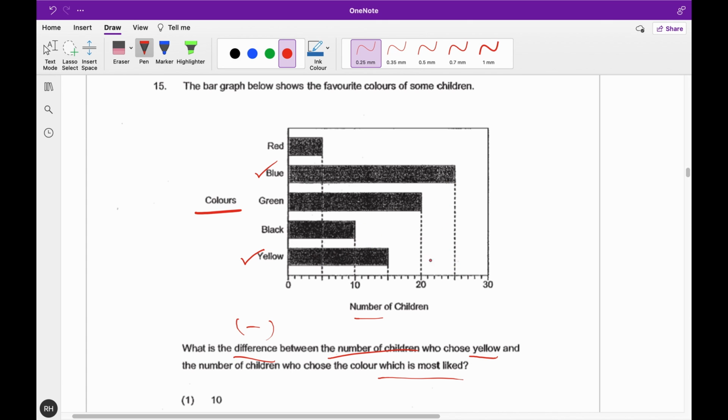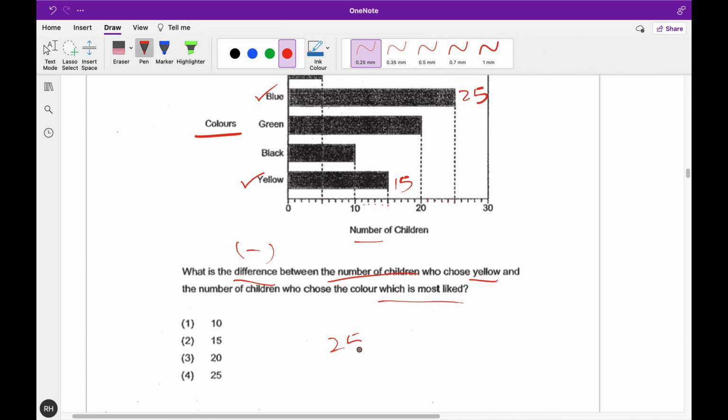Okay, so blue here is 20. Okay, so we have 21, 22, 23, 24, 25. So 25 children chose blue. And how many children chose yellow? We have 10, 11, 12, 13, 14, 15. Alright, so to find the difference, we just take 25 minus 15 and we'll get 10. The answer is option 1.